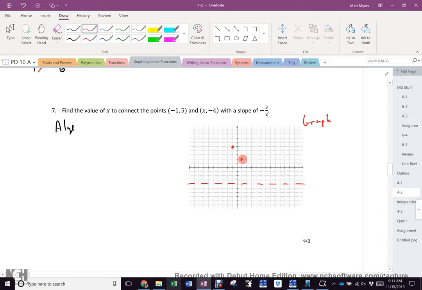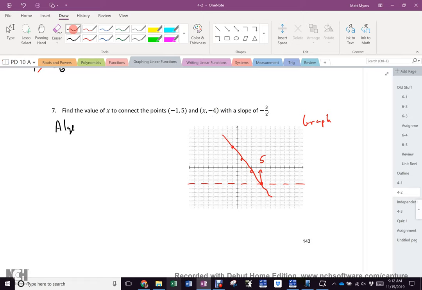Then what? Down 3, right 2. Then what? Down 3, right 2. Am I on the line? What is the value? Positive 5, because I already knew the negative 4 there, RJ.